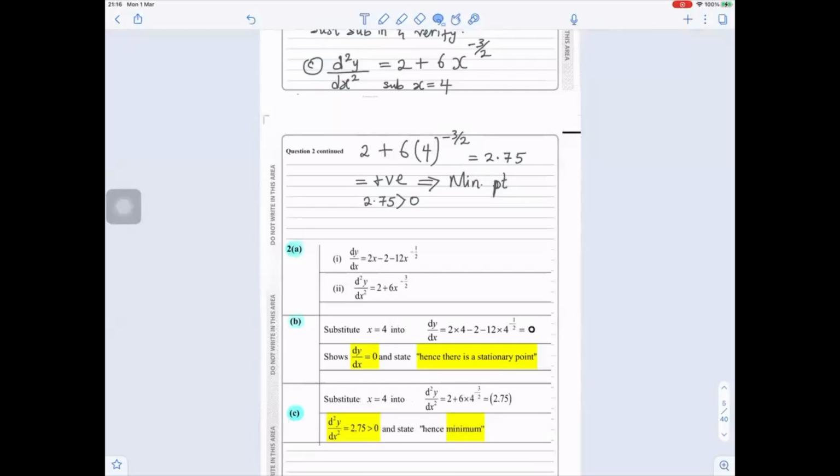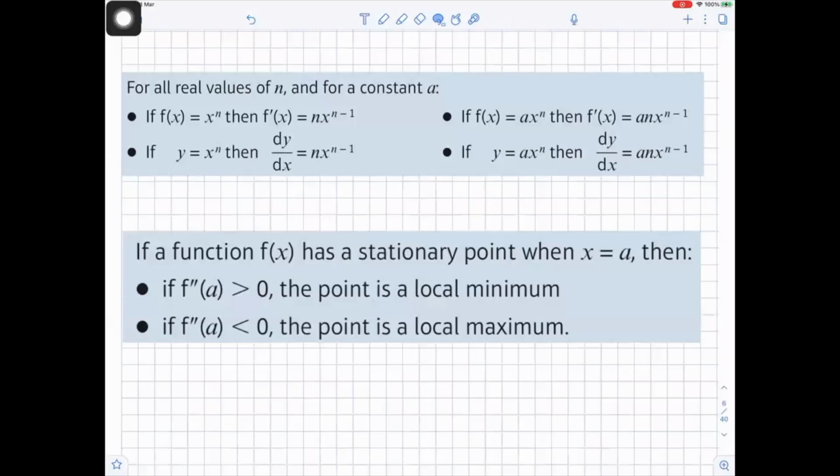That shows the answers to part C, question 2, and also some other explanations for 2A, B, and C. And this page shows the formula that were used for doing question 2. So that's how you differentiate: multiply by the power, and subtract 1 from the power. So this is just the differentiation formula.